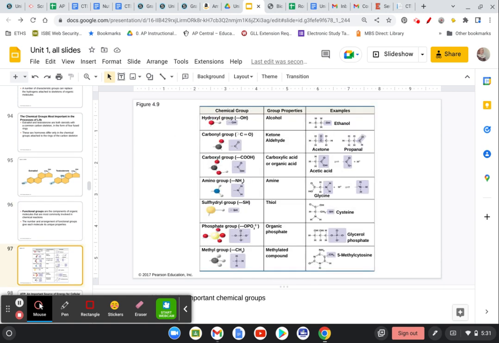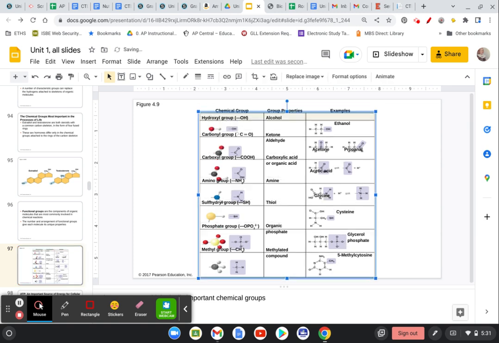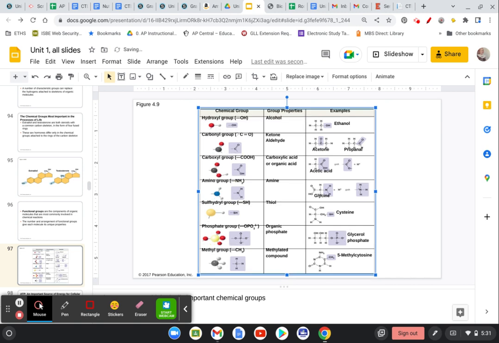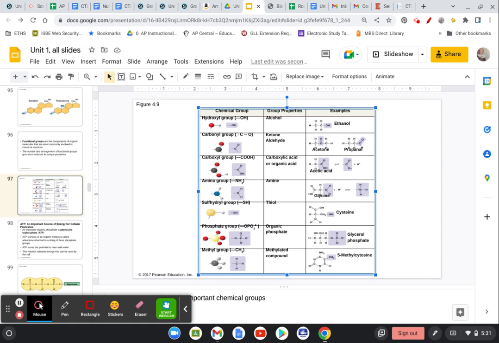The chart is shown on the next page. There are seven of these that I want you to know and understand. After this lecture, and after you have studied these functional groups, I would like you to take a functional group quiz, which I will give you after this lecture.